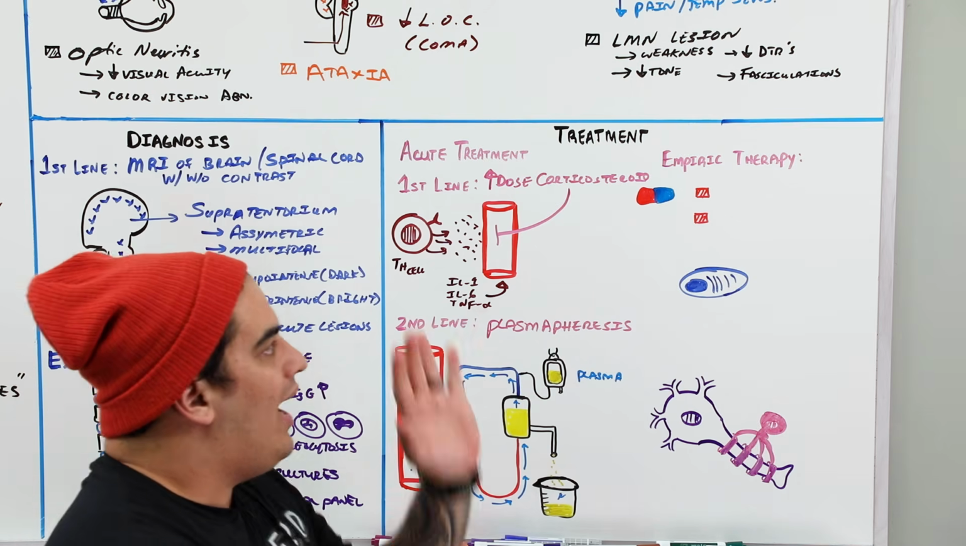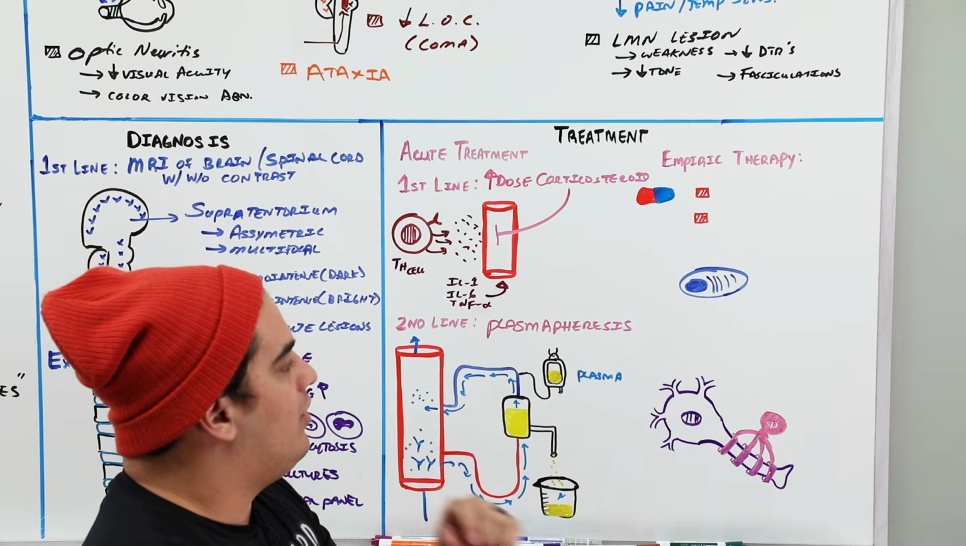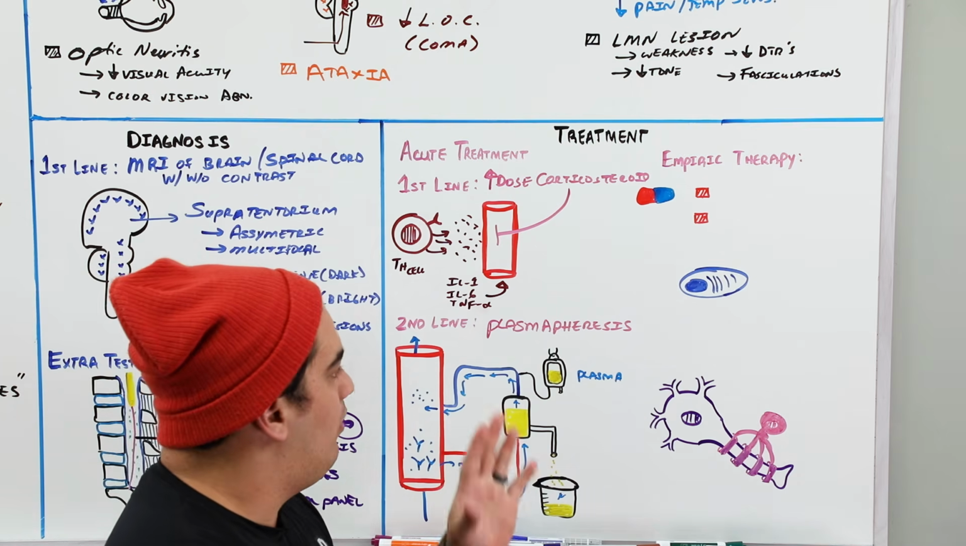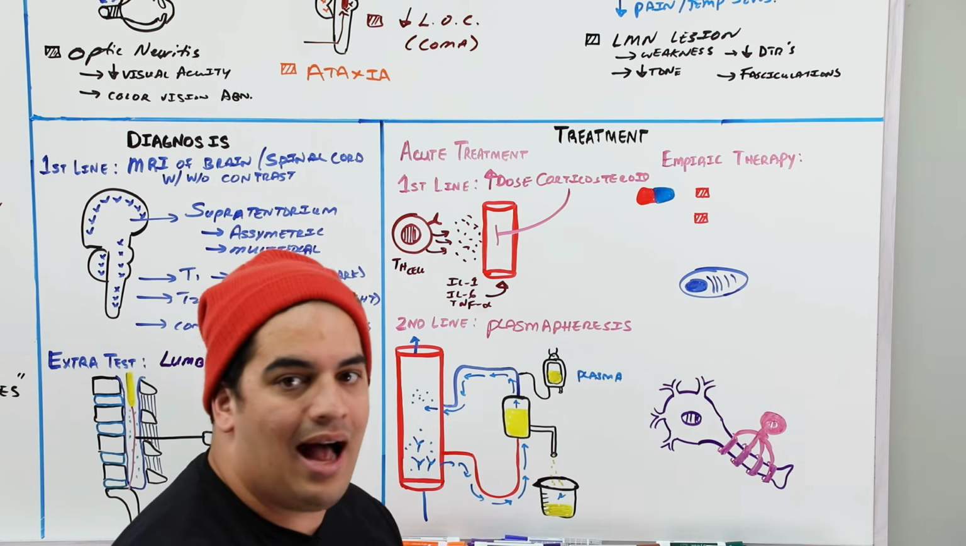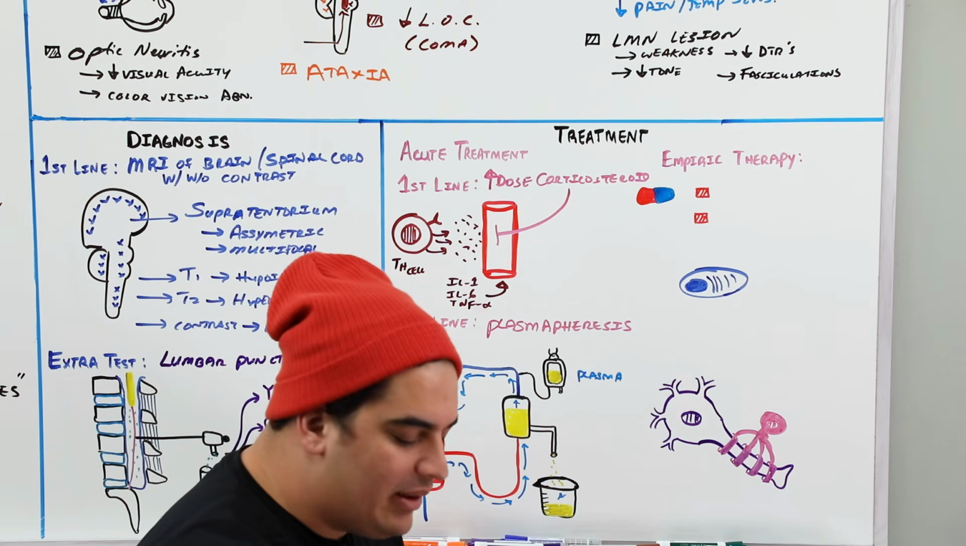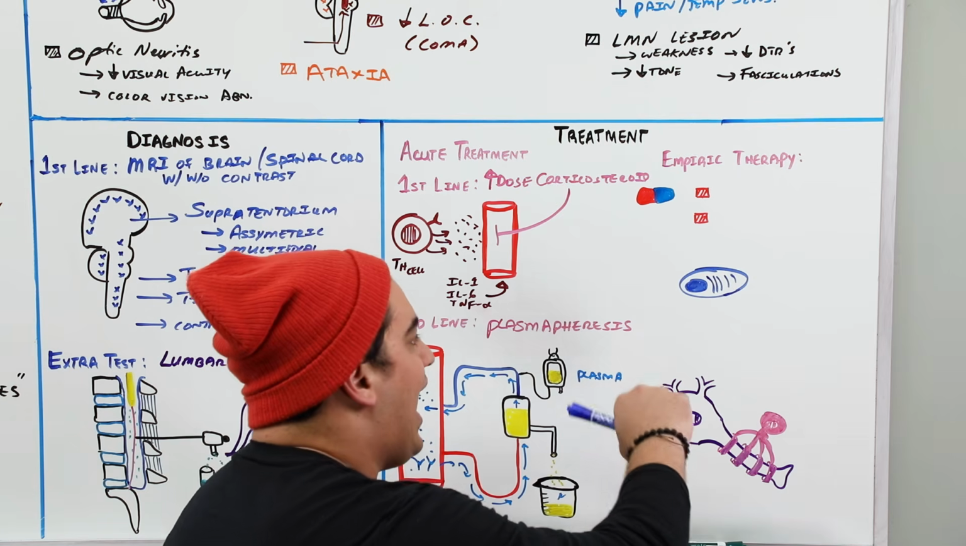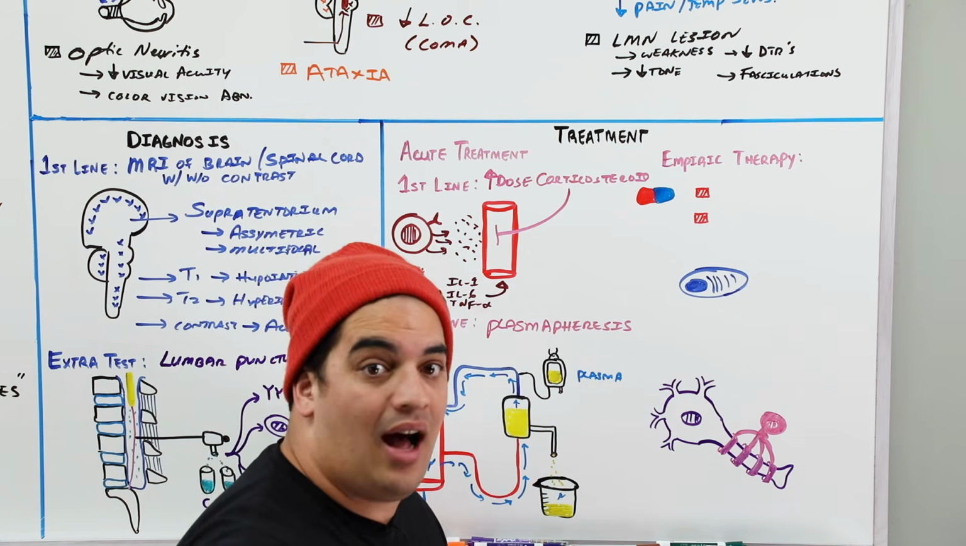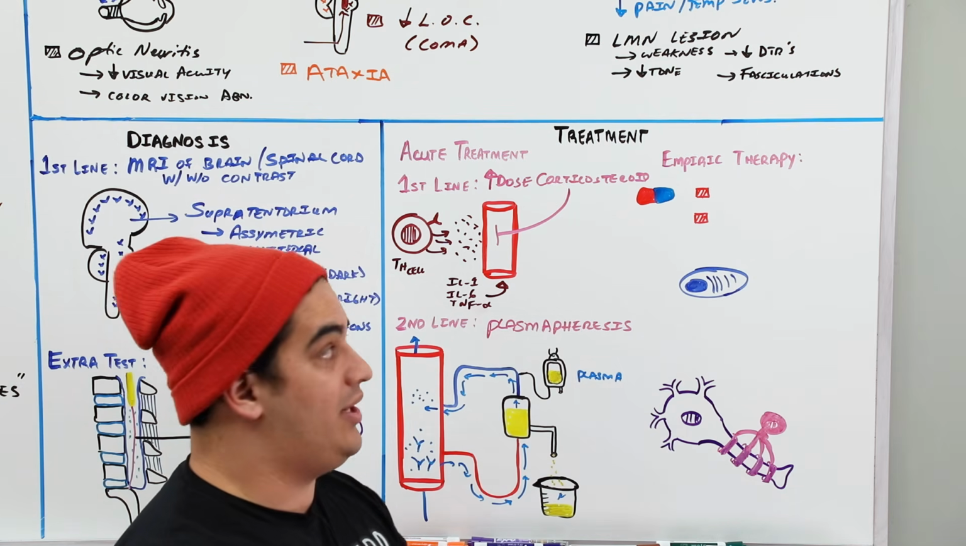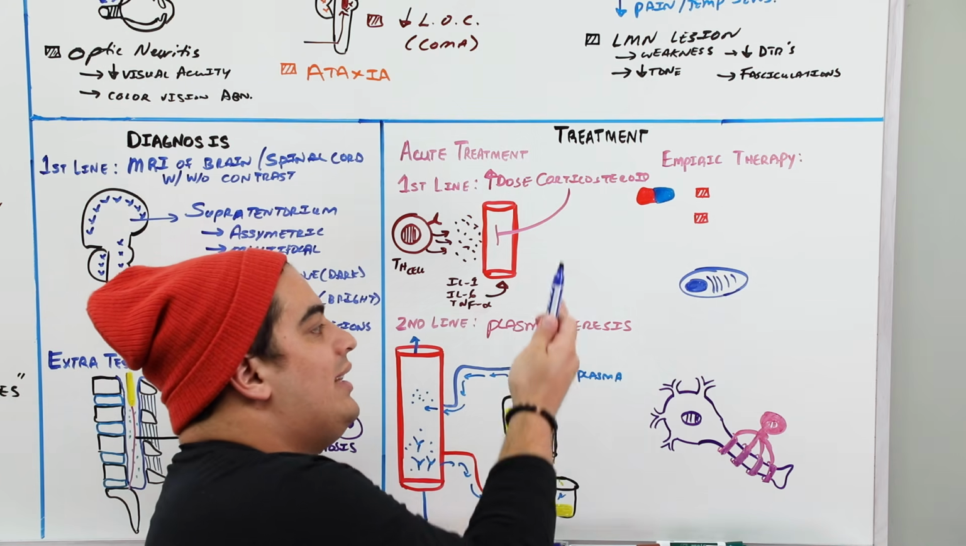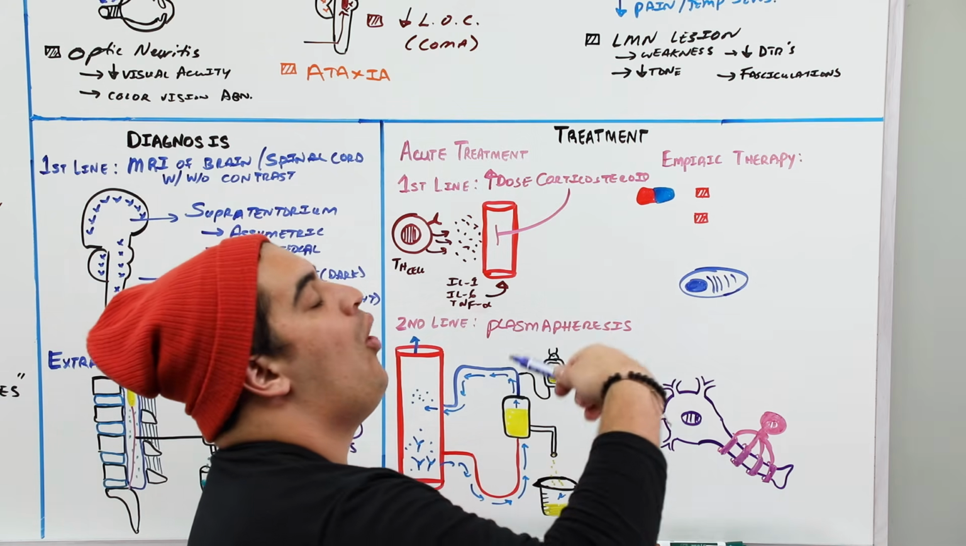Now, if we've tried this, we've given high-dose corticosteroids, and we've given the second line, which is plasmapheresis, there's another option that could be potentially helpful. It's not as great as plasmapheresis, but it could be an option instead of plasmapheresis. So you could do high-dose corticosteroids. That doesn't work, you have plasmapheresis.